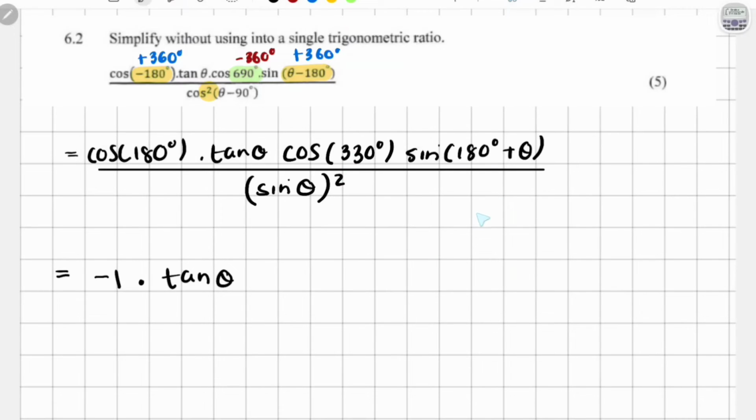Let's reduce that angle. So remember, 330 degrees is angles that are greater than 270 but less than 360. So that is cos's quadrant.